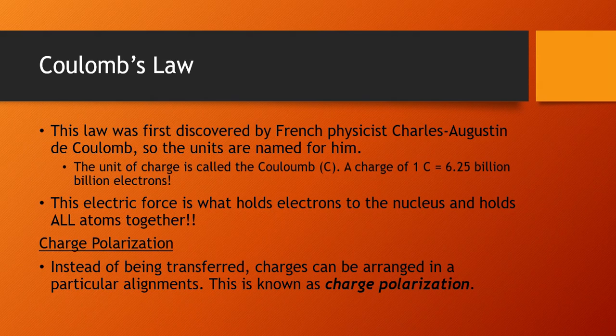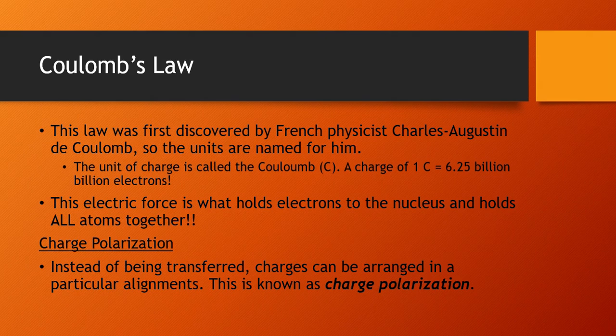The last thing that's important that I want to point out in this chapter, because we'll discuss it a little bit more later, is the idea of what's known as charge polarization. Sometimes electrons aren't necessarily removed from an object so much as they're moved on an object. And when we move the electrons in an object, we essentially can arrange the charges of that particular object.